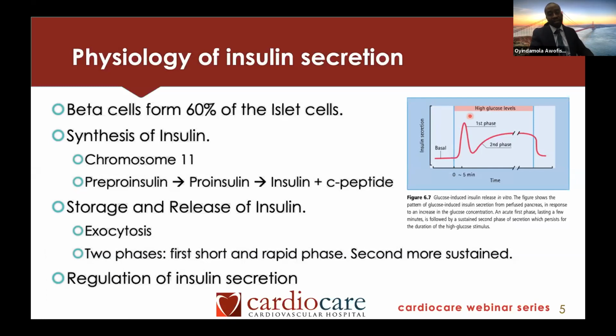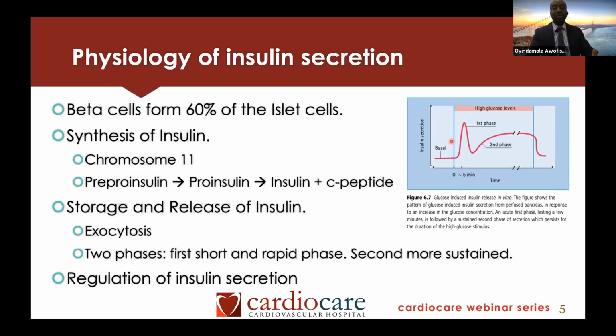Early in diabetes, this first phase is actually the first to be lost, okay? And if there's a pattern you can see in OGTT, you know that this person has lost the first phase insulin secretion, and that's what happens in the very early phase of type 2 diabetes.